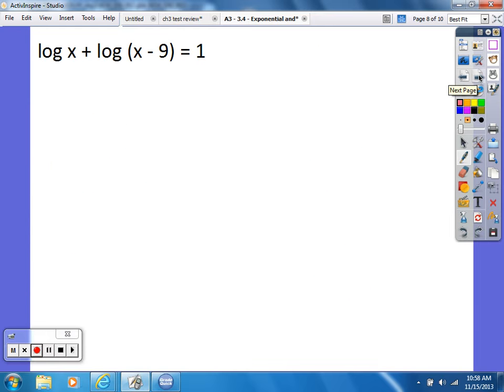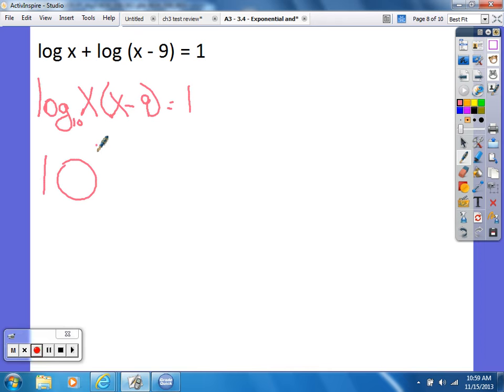So here's our next one. For this problem, I can't just set the logs equal to each other because I've got the 1 here, right? That throws everything off. So I'm going to try to condense this down to 1 log. Well, addition between 2 logs makes multiplication. So x times (x minus 9) equals 1. Well, now I have a log equal to a number. What's the base of the log? 10. So I'm going to change it to exponential. So do 10 to the first equals x times (x minus 9).